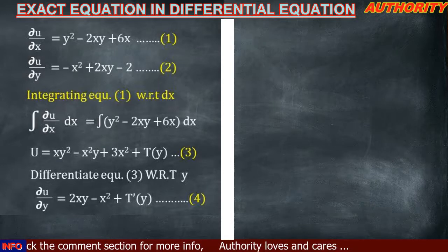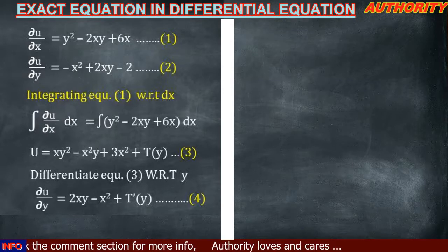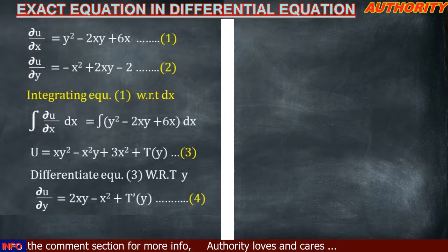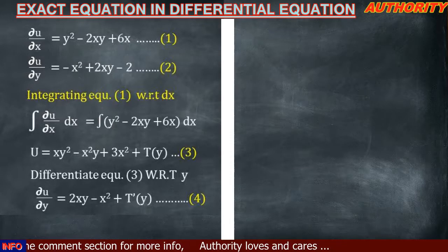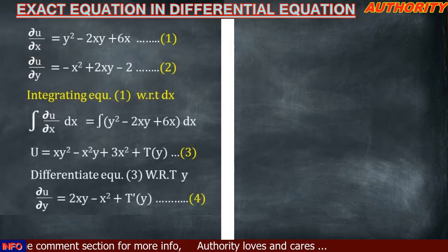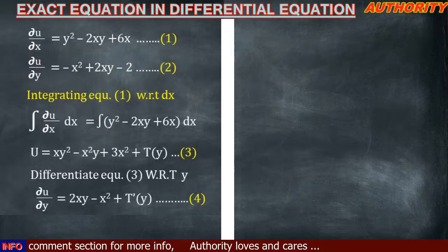All right, good. Then here we have t of y. When we differentiate t of y, it's going to give us t prime of y. Now let's call this equation 4. So this equation 4, we say the partial derivative of u with respect to y is equal to 2xy minus x squared plus t prime of y.